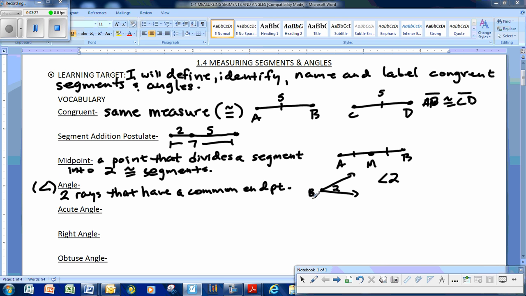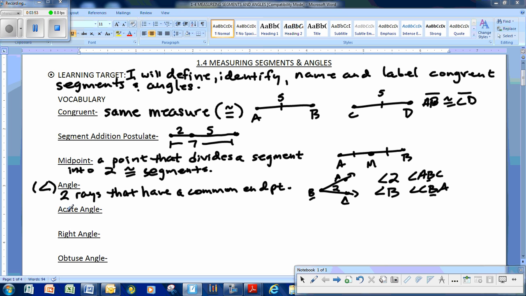Sometimes it has a letter or a point at the vertex. We can call it angle B. And other times, all 3 points can lead us to the name of the angle. So that we can call that angle ABC, or we can go the other way around. We can call it angle CBA. Make sure that B, the vertex of the angle, is in the middle of all of those points.